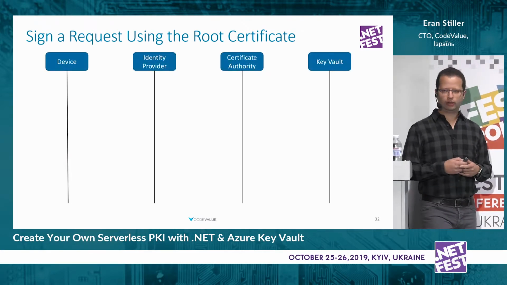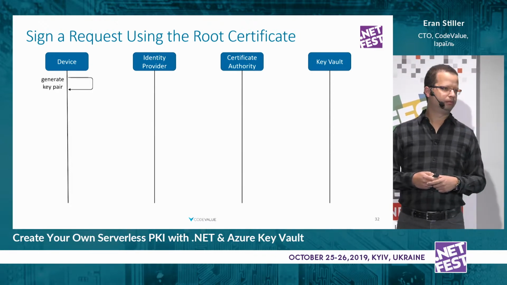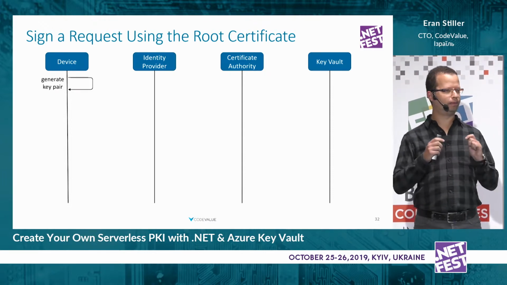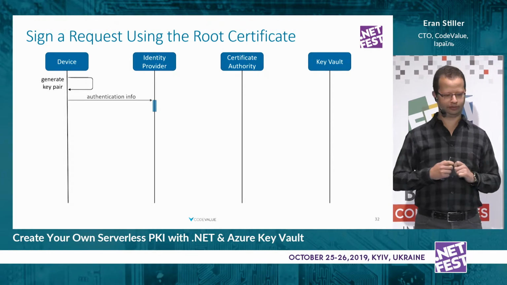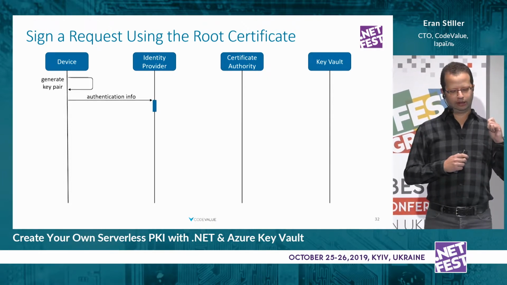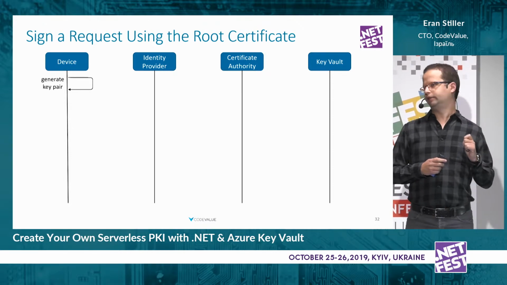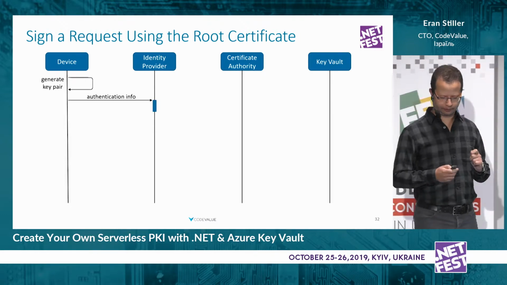Let's look at the flow more in depth. We have a device, and this device is going to generate a key pair. It's going to generate its own public key and private key for its own certificate on the device. Now, the private key will never leave the device, only the public key. Okay, so it is generated on the device.